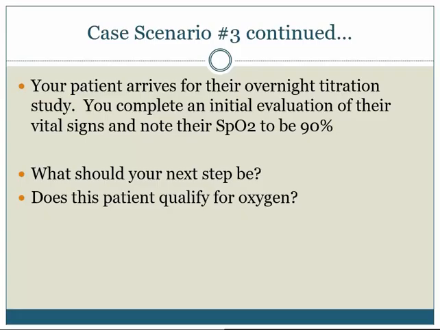Your patient arrives for their overnight titration study and you complete an initial evaluation of their vital signs, and their SpO2 is 90%. What should your next step be? Yeah, we could keep monitoring them and continue the study as ordered. Continue on. Does the patient qualify for oxygen at this point?